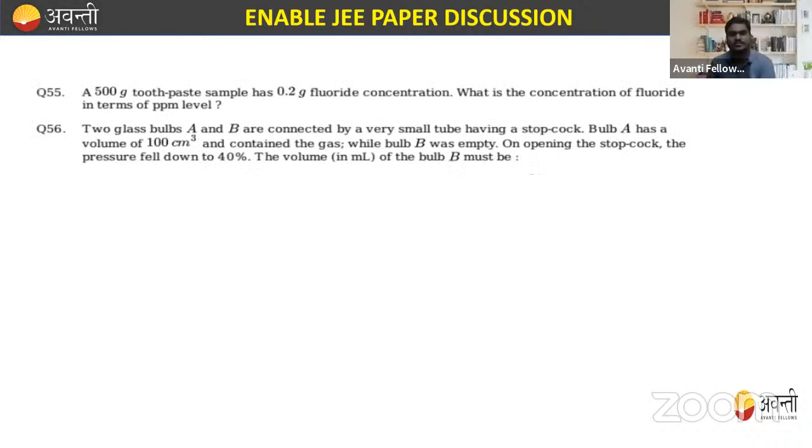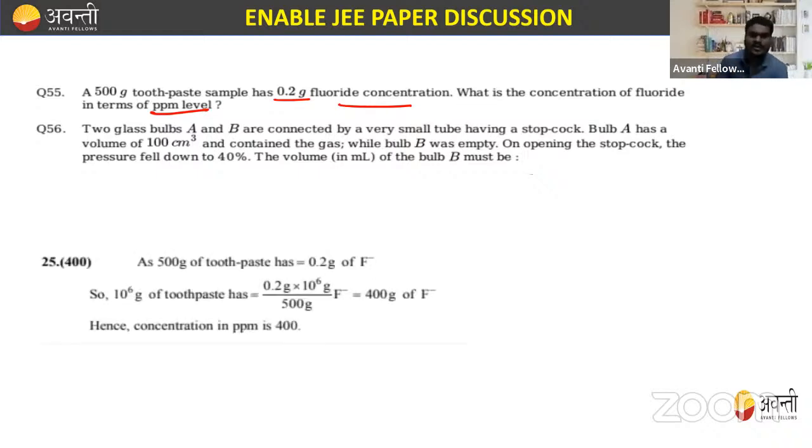Now the next question is: a 500 gram toothpaste sample has 0.2 gram of fluoride concentration, right? What is the concentration of fluoride in terms of ppm level? We all know what ppm is, that is parts per million. So you have to identify the concentration in terms of parts per million.